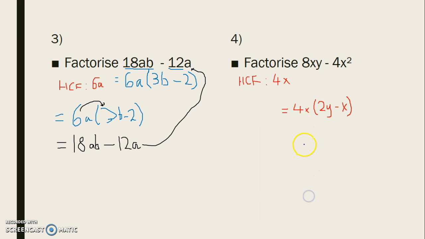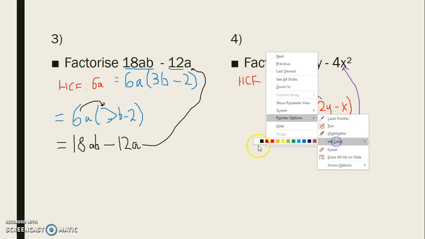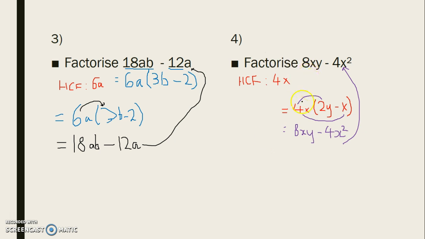And to prove that, if I expand it again, if I go 4x times 2y, I'm going to get 8xy. And if I go 4x times the minus x, I'm going to get minus 4x squared. Bringing us back to where we started. That means the factorized form of 8xy minus 4x squared is 4x bracket 2y minus x, closing your bracket.